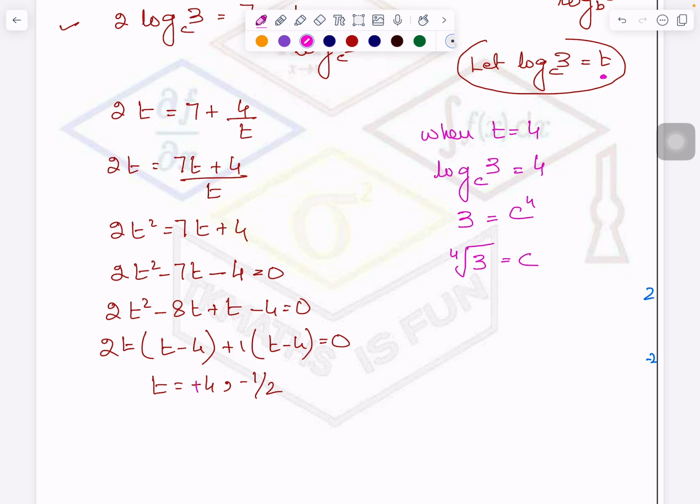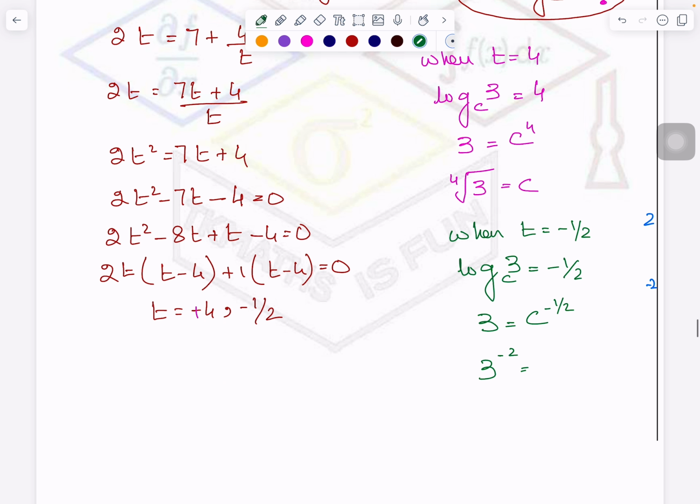And when t is equal to minus half, then log 3 base c is equal to minus half. 3 is equal to c power minus half. So I will multiply both sides by the power minus 2. You know this thing, right? Basic thing. Because I want to get rid of the minus half from there. So if I multiply by minus 2 power on both sides, this will become plus. So it is 1 over 3 power 2 is equal to c. So 1 over 9 is equal to c.